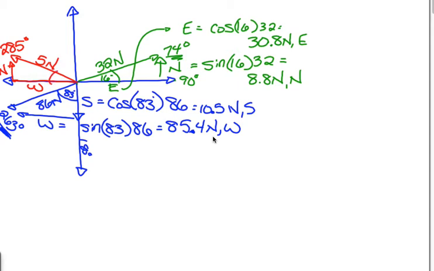Again, we need to find out what this internal angle is. And I know that the arrow is pointing at 285 and west is pointing at 270. So from 270 to 285 is a change of 15 degrees.